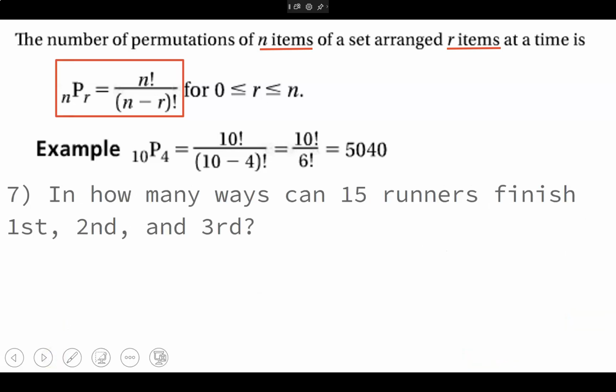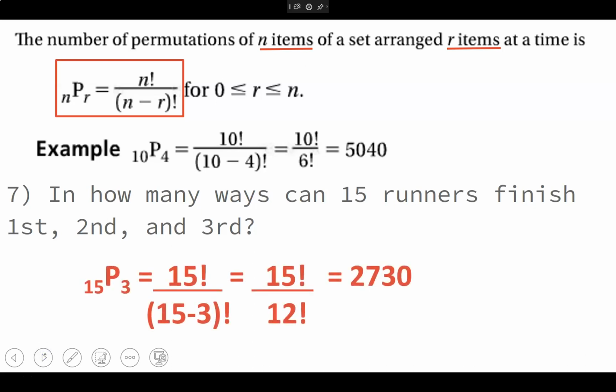All right, I want you to try this one. How many ways can 15 runners finish first, second, or third place? So you do this one. All right, Ellie, what'd you get? 2,730. Beautiful.